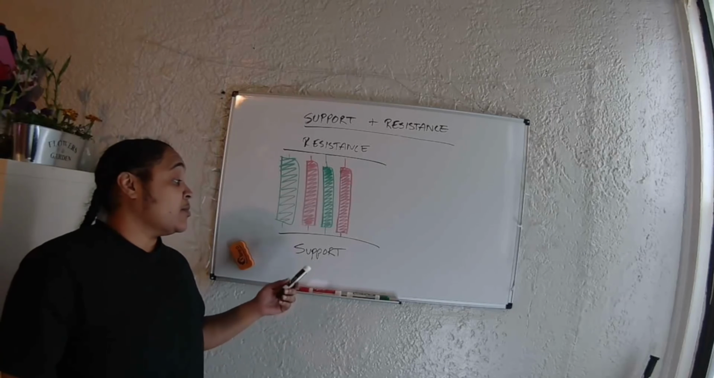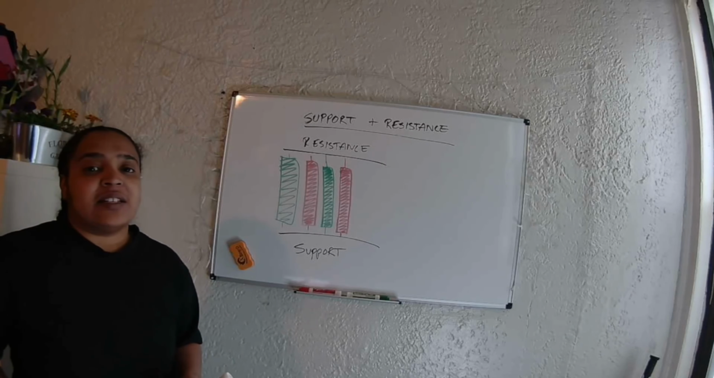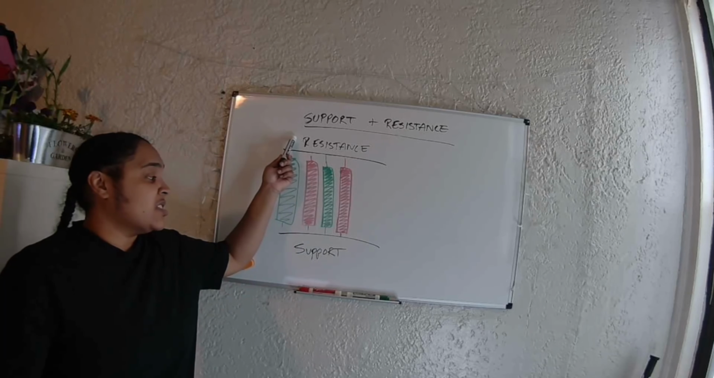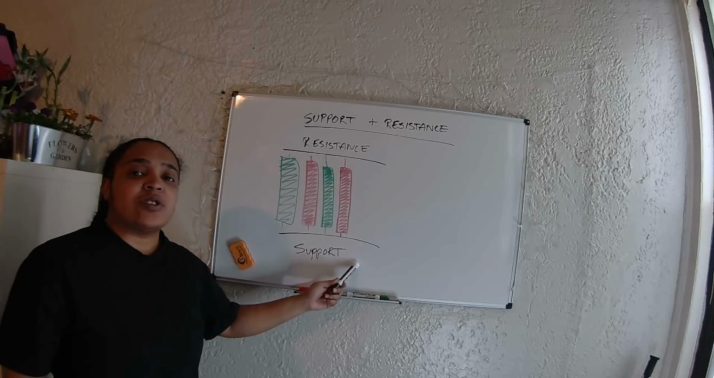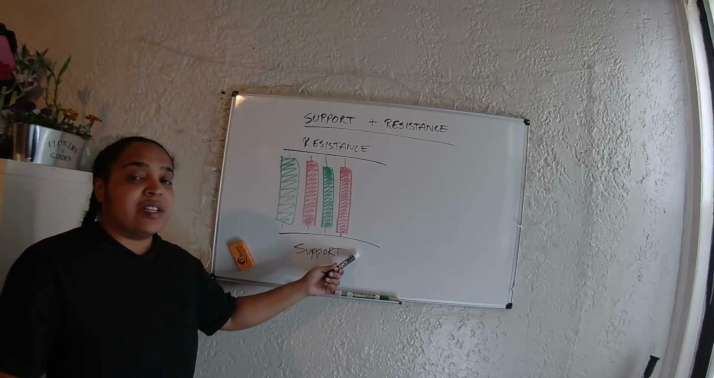Sometimes price gets stuck in between support and resistance levels, moving sideways. This is called consolidation or a range. Eventually, price will either break out above this resistance area or break down below the support area. A strong candle body closing above or below one of these areas is a key signal.